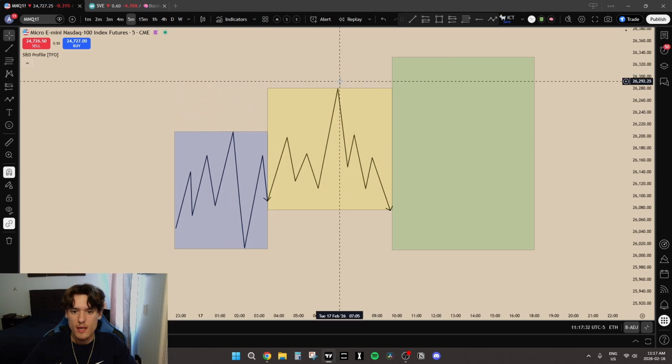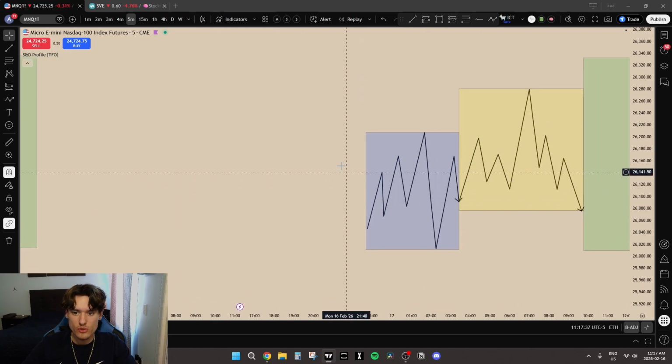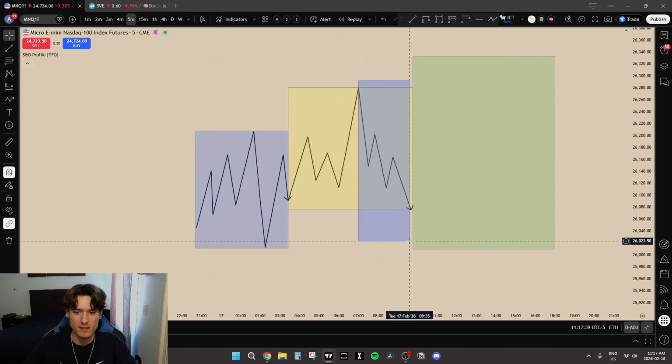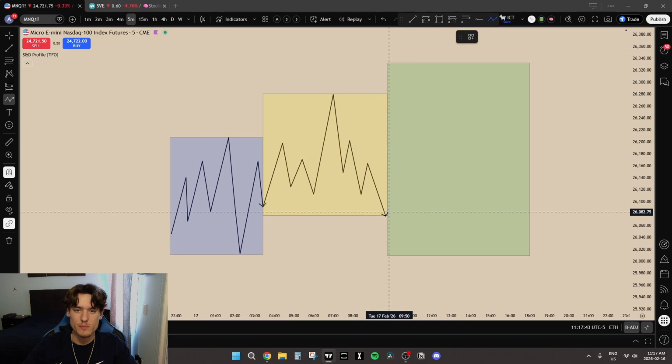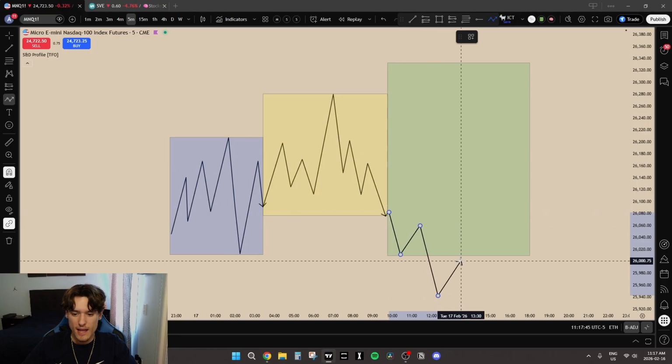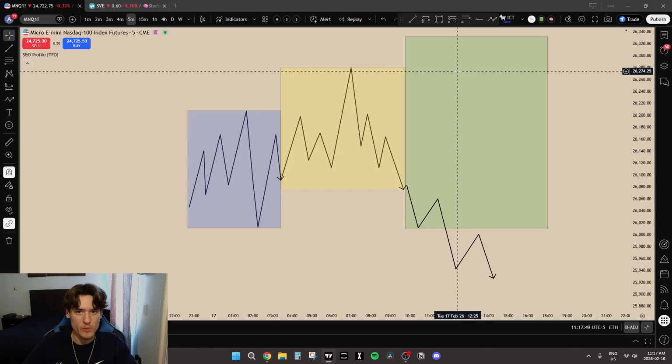We swept out Asia. And instead of actually having that push lower in New York, we already had it in the London session. So what's that telling me? That's telling me that New York is just going to be a straight continuation and continue pushing lower. I don't want to see us going higher. Why? Why would we want to go higher?